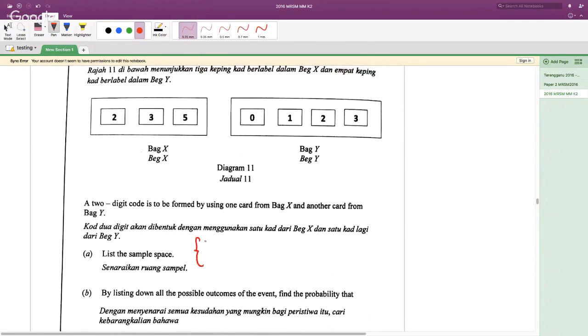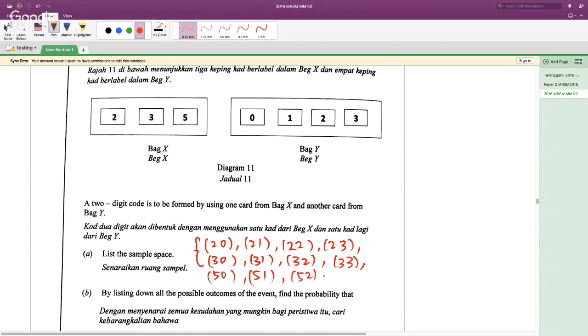So I'm going to list it like this. Always draw this symbol. For 2, you can have 2, 0. And then 2, 1. 2, 2. And then 2, 3. If I use 3, I can have 3, 0. And then 3, 1. 3, 2. 3, 3. If I use 5, I can have 5, 0. 5, 1. 5, 2. 5, 3. Yeah, this is all the possibilities.